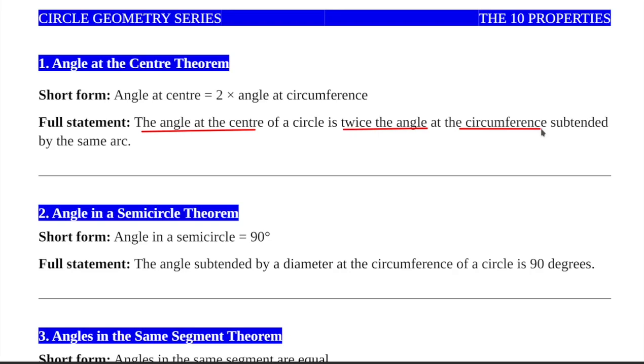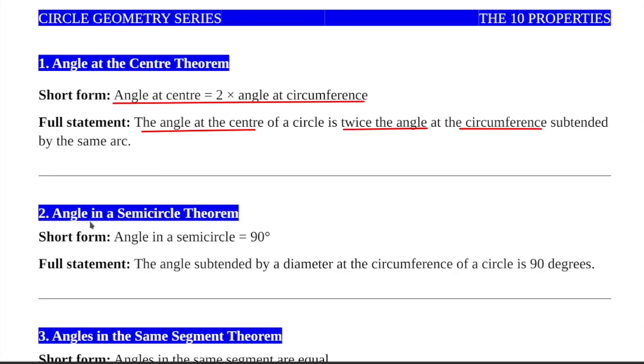Now, when you are reasoning with these theorems, you are always going to use this short form for them. Even the long one is acceptable, but to save yourself time, just write angle at the center equals 2 times angle at the circumference for your reasoning whenever such a theorem is used.